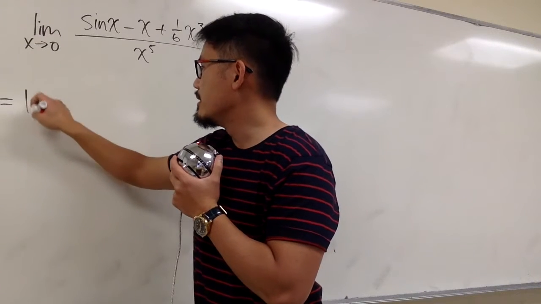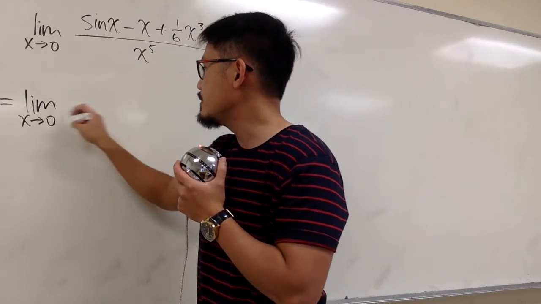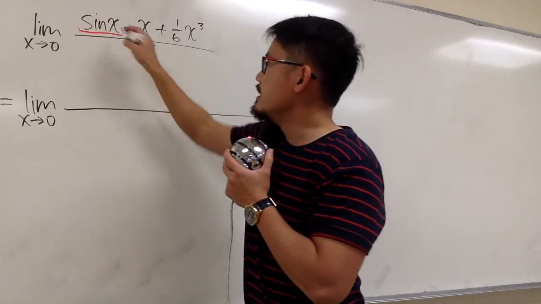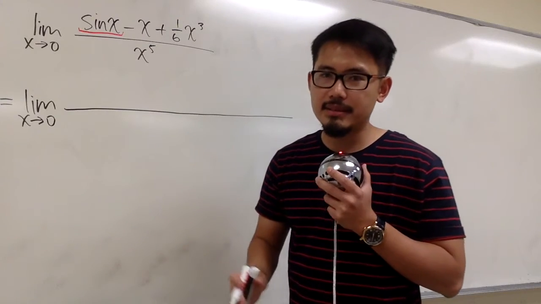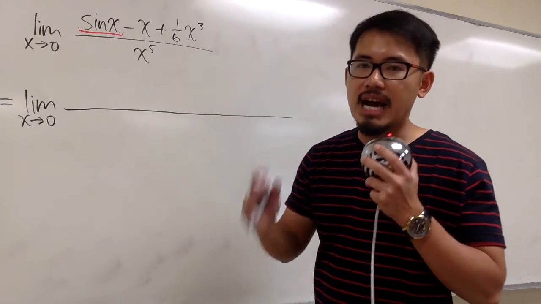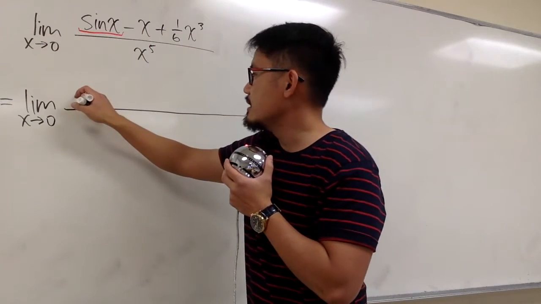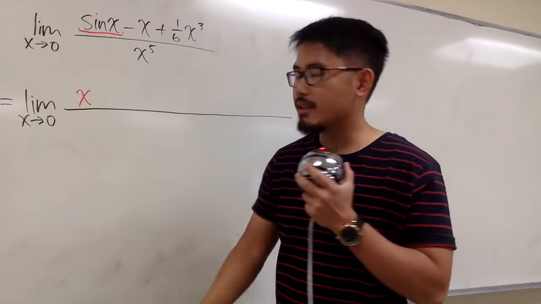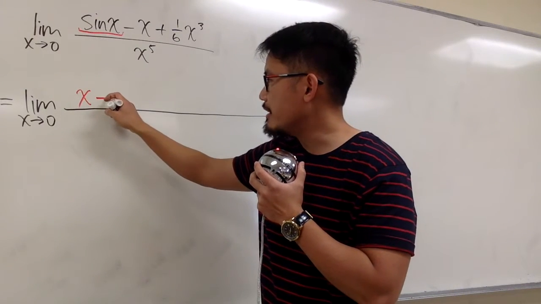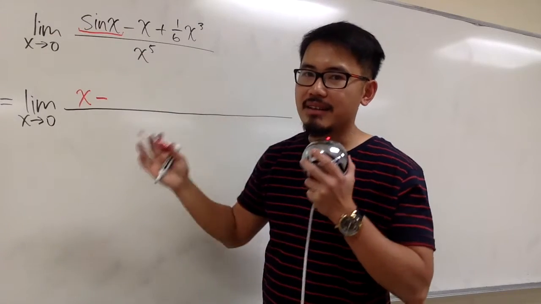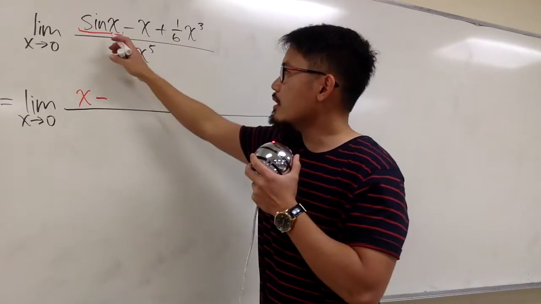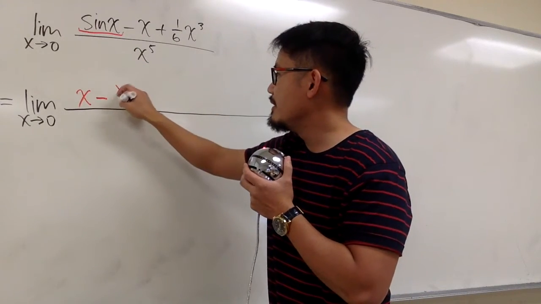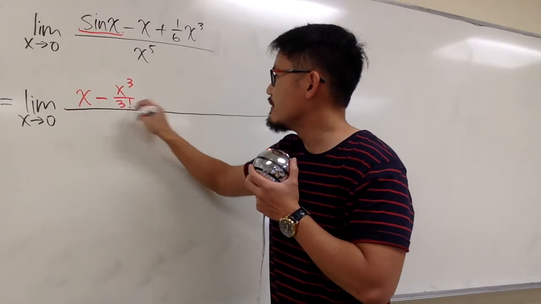Let me first put down, this is the same as the limit as x goes to 0, and let me get a big fraction bar ready. We have to remember what the power series for sine x is. First, remember that sine x is an odd function, and the first term for sine x is x. And then sine x and cosine x are both alternating. The next term is going to be minus, but for sine x, it's the odd situation. We have the odd power over the odd factorial.